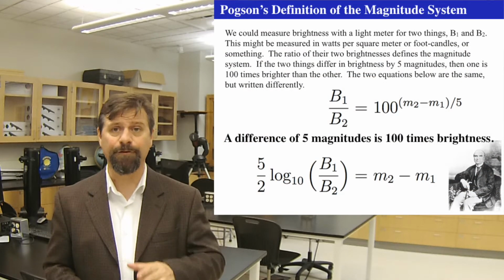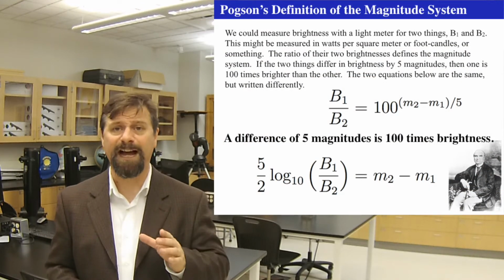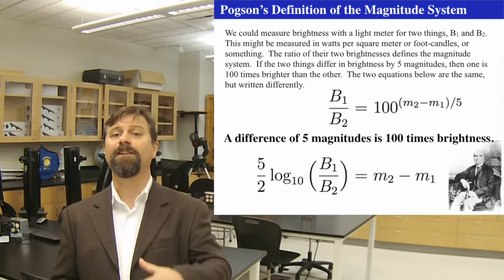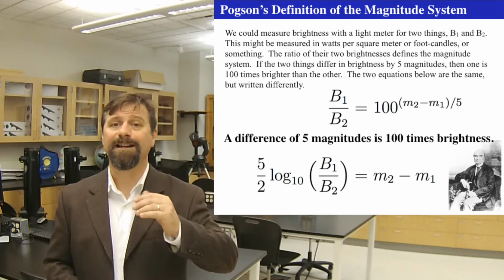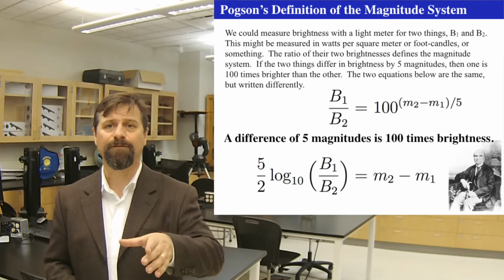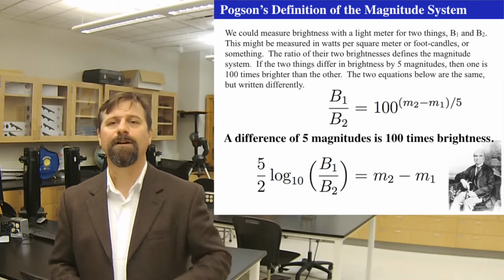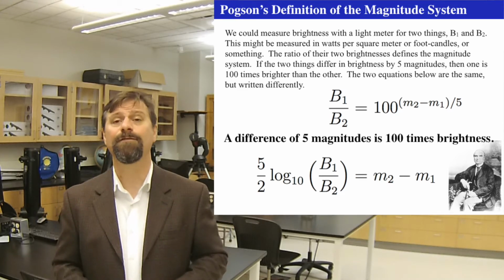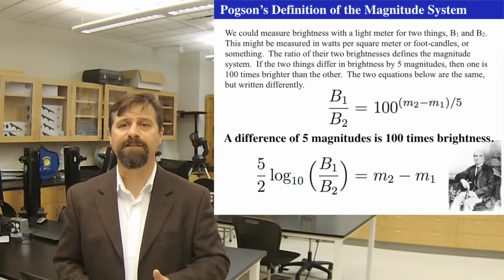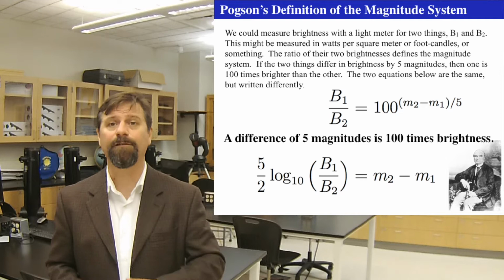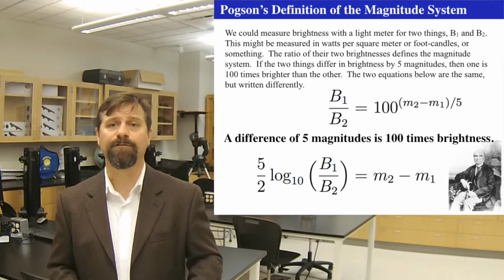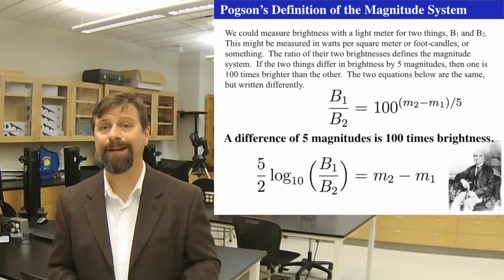So 0 magnitude is 100 times brighter than 5, which is 100 times brighter than 10, which is 100 times brighter than 15, which is 100 times brighter than 20. So a difference between 0th magnitude and 20th magnitude is 100 times 100 times 100 times 100, or 10 to the 8th. That's 100 million times brighter. A 0th magnitude star, such as Sirius in the sky, is 100 million times brighter than a 20th magnitude star. And there are 20th magnitude stars that have been observed in the Milky Way. They're just really dim and really far.